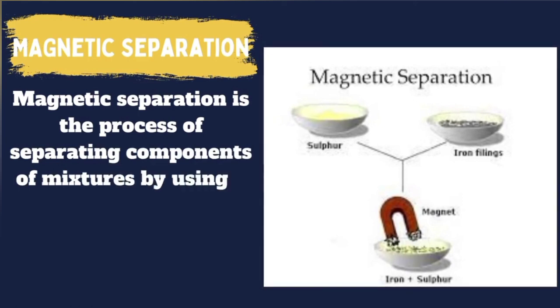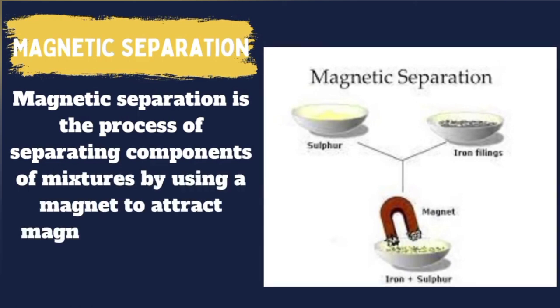The next one is called magnetic separation. Magnetic separation is used to separate components of a mixture that are magnetic from those that are non-magnetic. Remember, we said the area in which the magnetic force is strongest is called the pole of a magnet, is it not? Yes. So magnetic separation is used to separate substances that are magnetic, such as iron, from substances that are non-magnetic, such as aluminium and zinc.